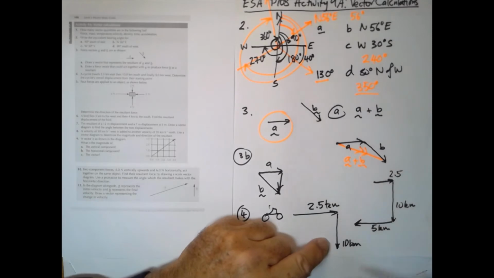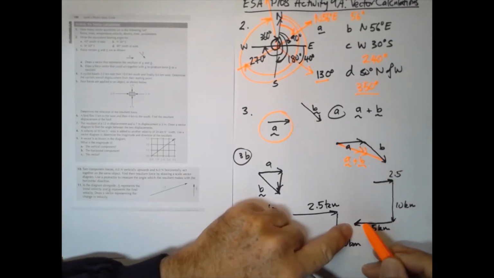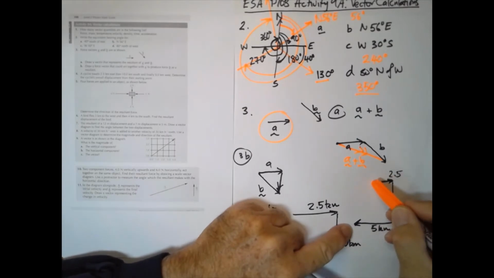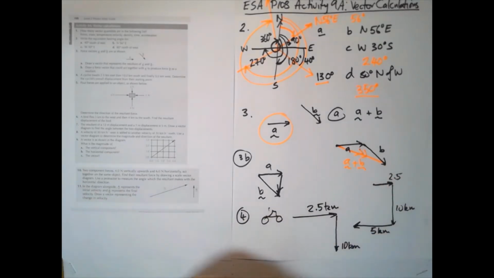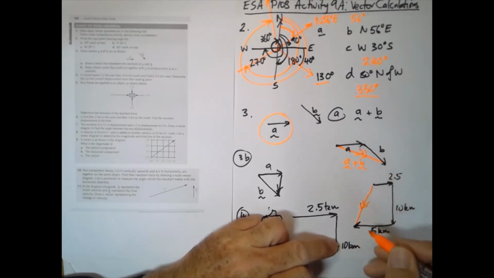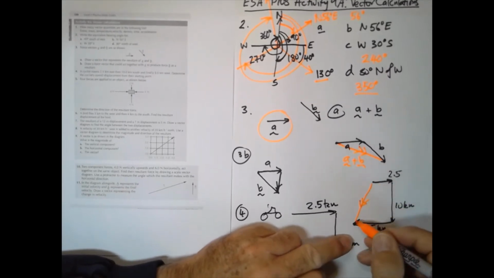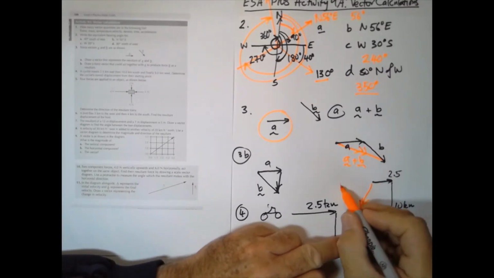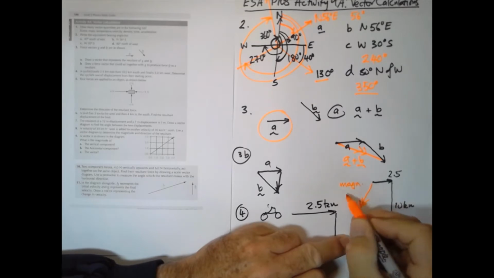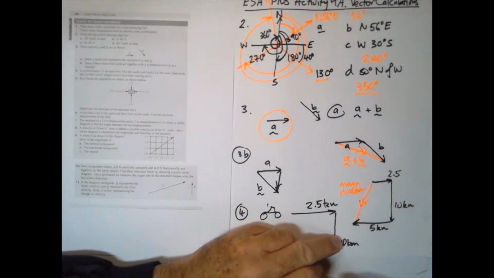Remember, distance is how far they've actually gone. Displacement is how far they are from where they started. So let's draw the vector for displacement. There's our vector for displacement, and we want to determine what this vector is. So we're going to have a magnitude, and we're going to have a direction for this. So let's complete this diagram, shall we?